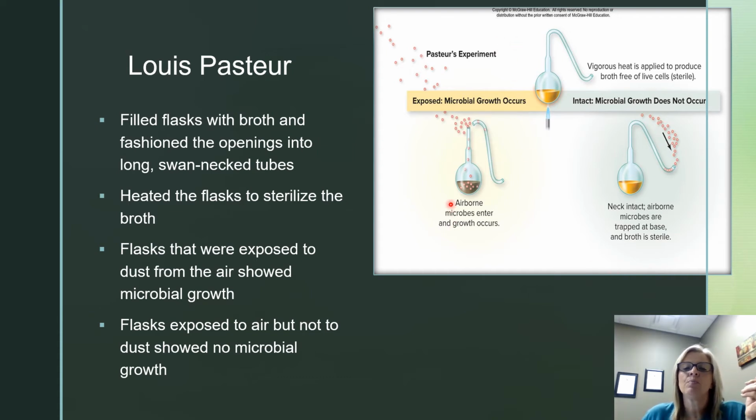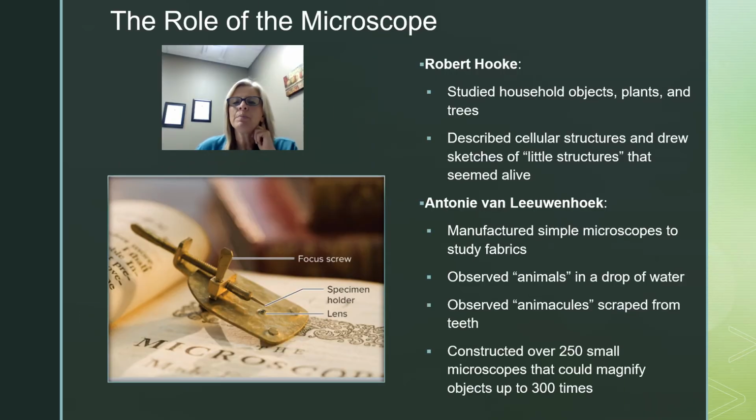And so then if you broke the neck off, all of a sudden microbes would enter and the broth would become contaminated. Microbial growth immediately began, all right? So this was really very important. Probably or arguably the most important technological advance that gave us huge strides in microbiology is the role of the microscope.